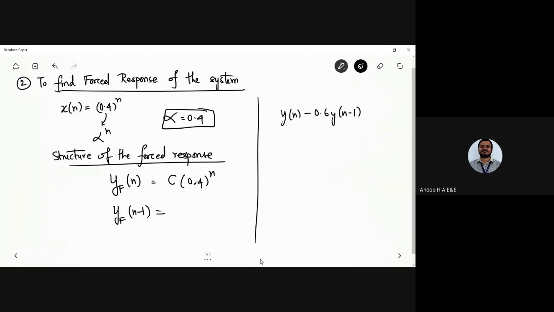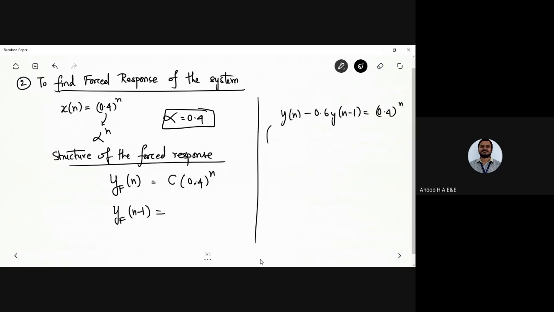Constant called as c. So you have the input which is 0.4 power n. So this is the input, c times alpha power n, so alpha would be 0.4 power n. So now I have yf of n minus 1. Why did I take yf of n minus 1? So I have y of n minus 0.6 times y of n minus 1, that would be equal to 0.4 power n, given in the numerical problem.